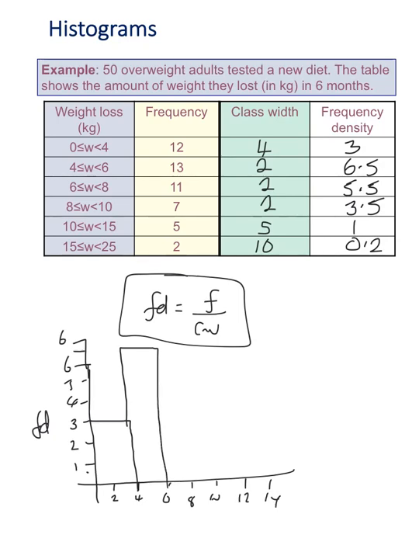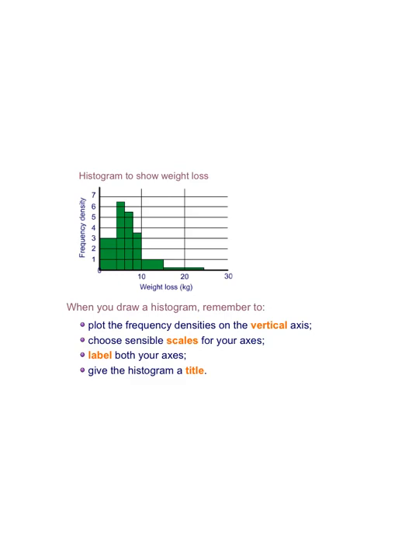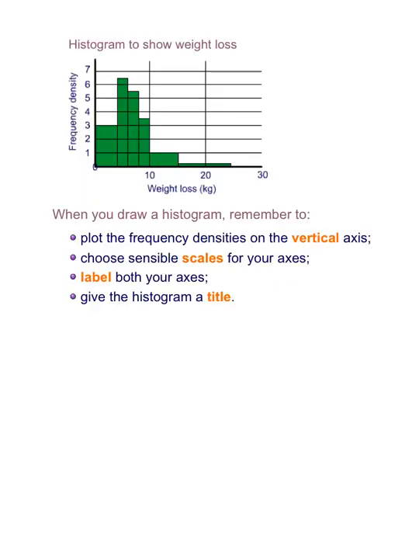And if we turn over the page, here we have our histogram. We've got the frequency density on the y-axis, weight loss on the x-axis. Label both your axes, give your graph a title. So really check when you're doing these sort of questions, when you're asked to draw a bar chart or a histogram, check the class widths. If any of them are different, work out the frequency density, and you may sometimes have to add an extra column on the table to do that.